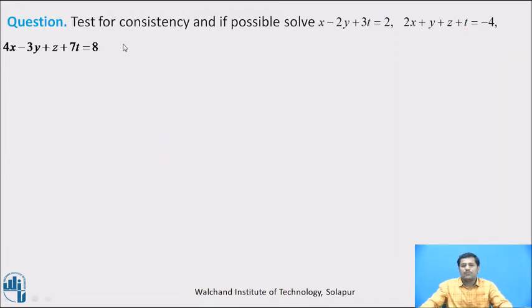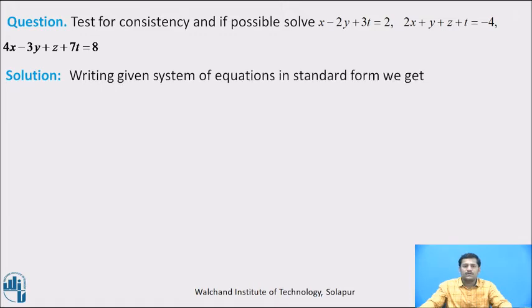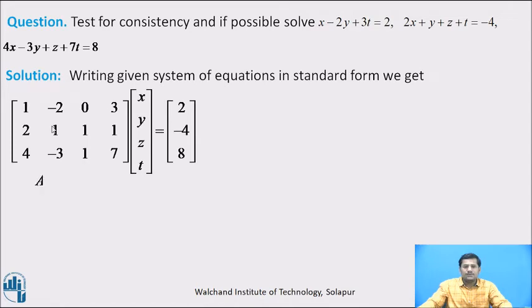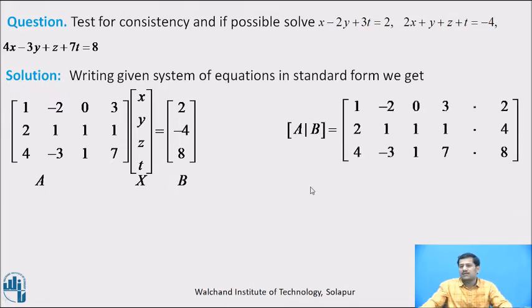Let us consider one more problem. Test for consistency and if possible, solve. Solution. So first of all, we are writing the given system of equations in the matrix form Ax equal to b, where A is the coefficient matrix, x is the matrix of unknowns, and b is the matrix of constants. For simple calculations, we can consider the augmented system of this system, which is given like this. Now, our aim is to convert this augmented system to the echelon form.